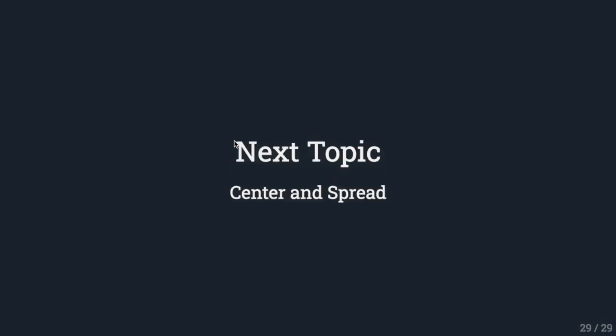The next chapter is going to be about center and spread, so we're going to talk about mean, median, and mode, and then we're going to talk about how a distribution is spread, especially across continuous variables. So we have range and variability and standard deviation that we'll talk about next.